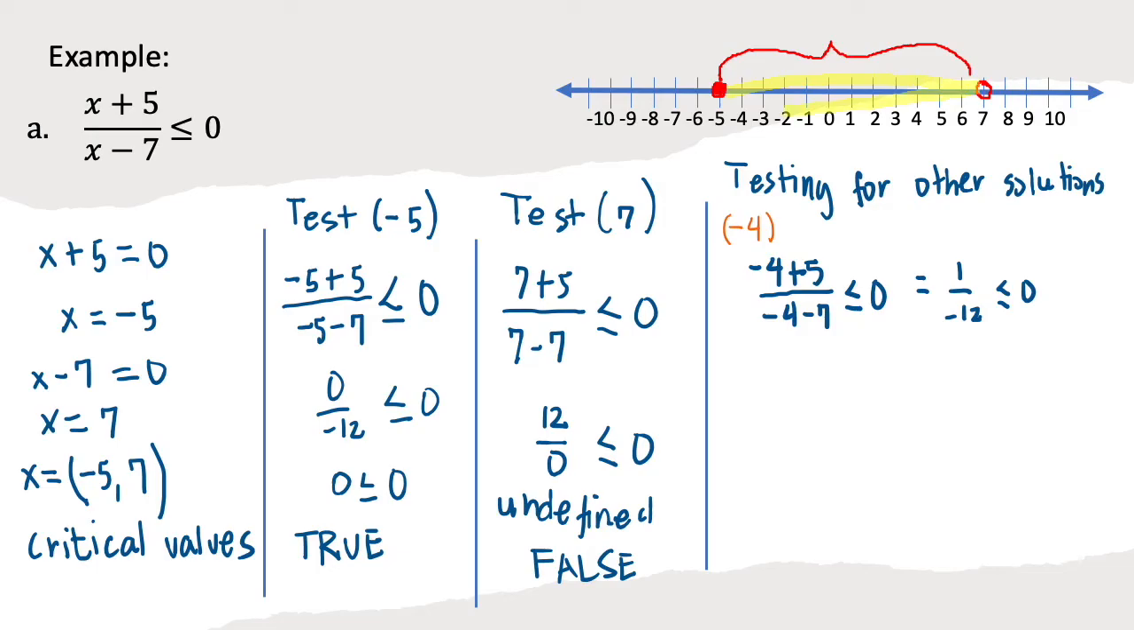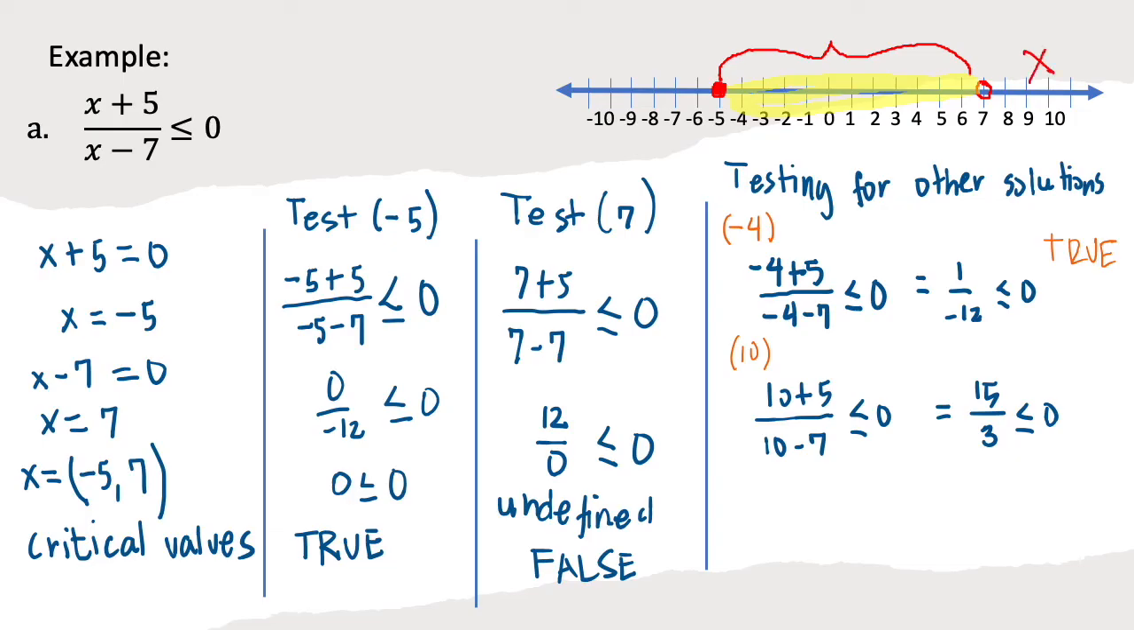That means from negative 5 to 7 is included in our solution. Okay, that is true. So how about 10? 10 plus 5 over 10 minus 7 less than or equal to 0. The result would be 15 over 3, which gives us the answer 5. 5 is not less than 0. Therefore, any number from 7 up to positive infinity is not part of our solution.